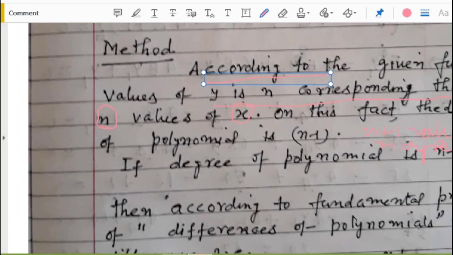But here, how many values are given? We have not included 0. Remember this point. Therefore the polynomial has degree n minus 1. The degree of the polynomial is one less than the number of data set. Yesterday we have seen that the degree of the polynomial is n, but the data set was n plus 1 in yesterday's lecture. Do you get me? This point is clear?